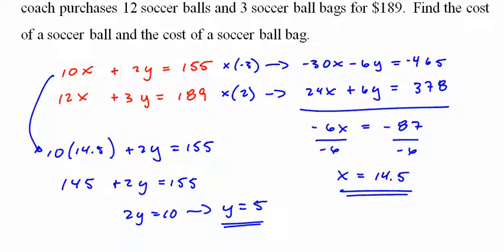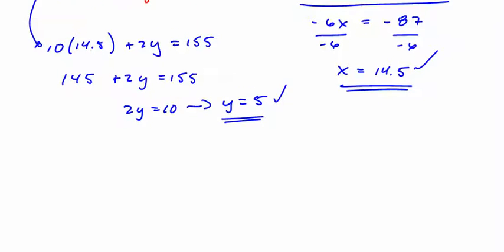Let's check our work. Notice I didn't write it as an ordered pair. I'll explain why in a minute. 12 times 14.5 plus 3 times 5, 189. They check. And the reason I didn't write it as an ordered pair is this is a real question. We have to actually answer the questions.